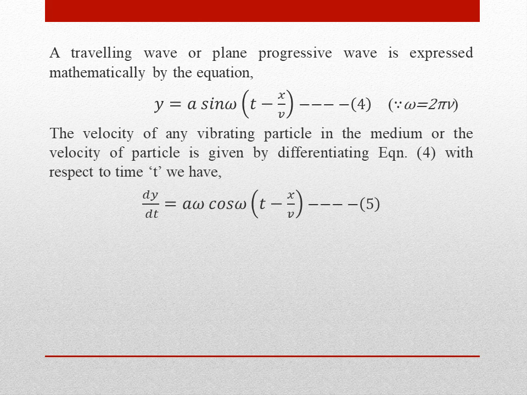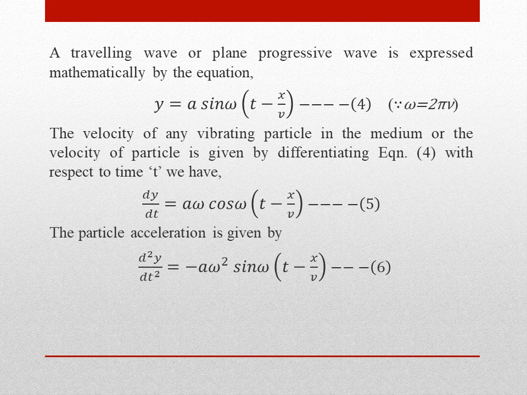Now, in order to obtain the velocity of the vibrating particle in the medium, or the velocity of the particle from equation 4, we need to differentiate this. Therefore, on differentiating equation 4 once with respect to time, we have dy by dt to be equal to a omega cos omega in brackets t minus x by v. This we call as equation 5. We differentiate this once again in order to obtain the particle acceleration, and we therefore have d square y by dt square.